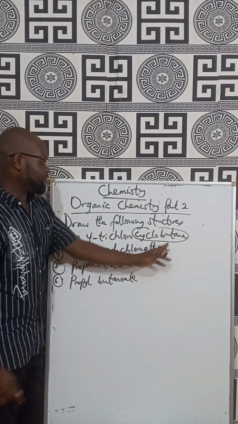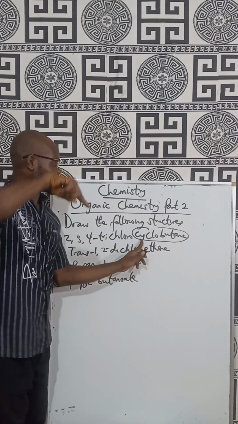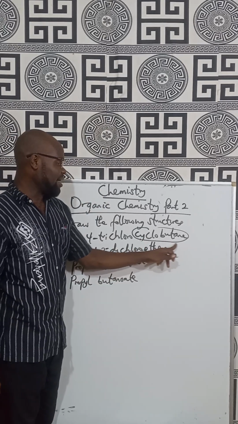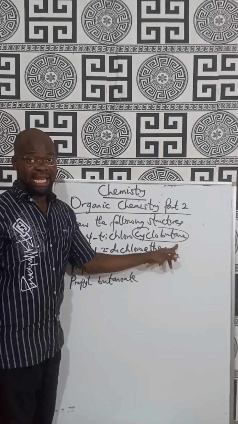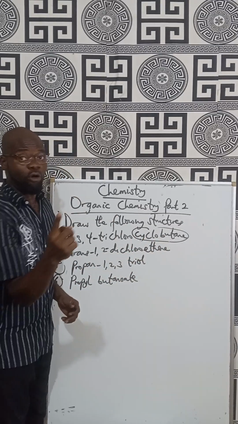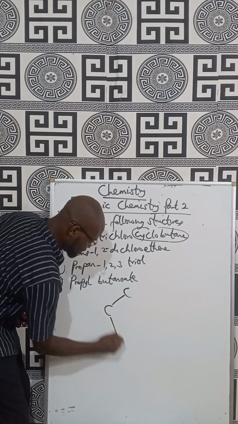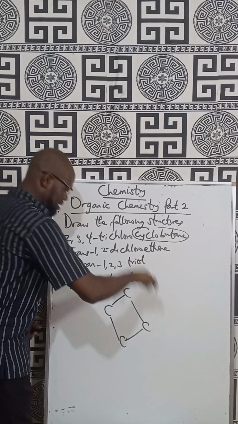Cyclobutane. Cyclo means cyclic, like circular parts. It is a cycloalkane, like I told you before. This is the homologous series, so the family is the alkane. You understand me now? Cyclobutane, the but is 4, so let's look at it: 1, 2, you can see 3, then 4. You do it in the form of a cycle.